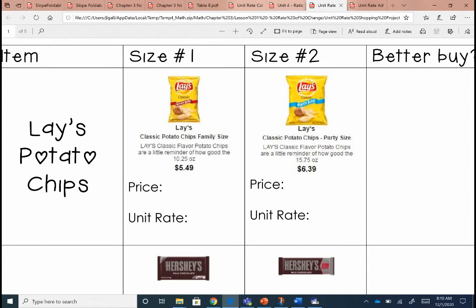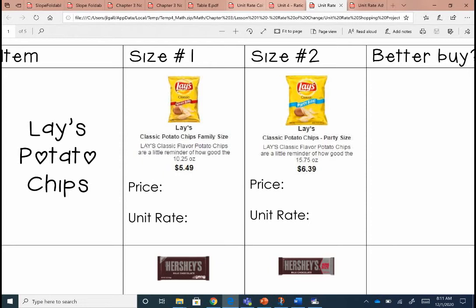So for example, if you're shopping for potato chips, you're going to come across many different size bags in the store. And if you're on a budget, you only have so much money to spend, you want to get the most bang for your buck. So if you're looking at two different size chips, you might think, the party size, of course I'm going to get the bigger one. But is it really your better value?